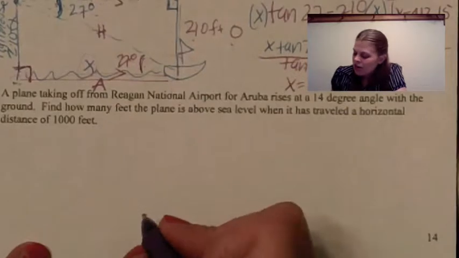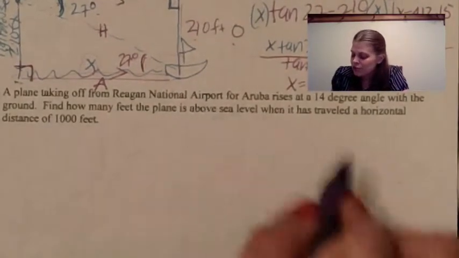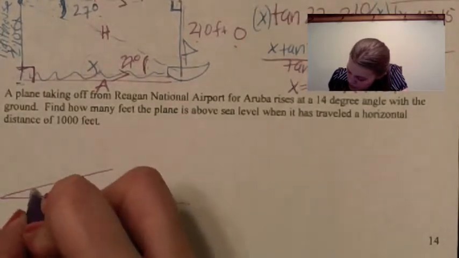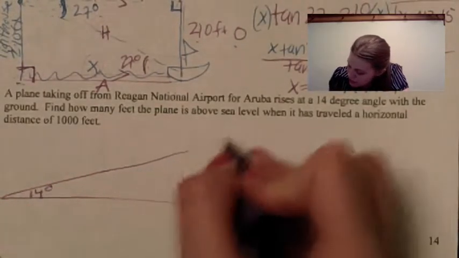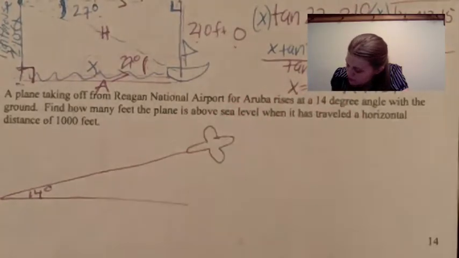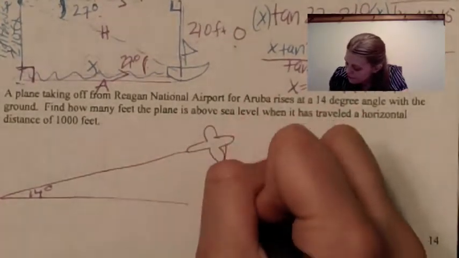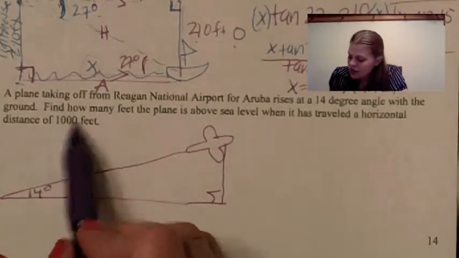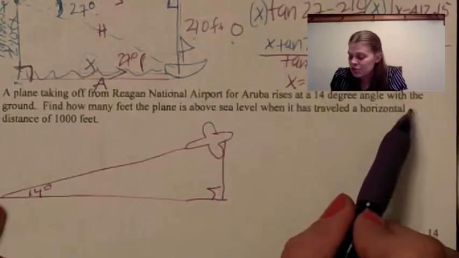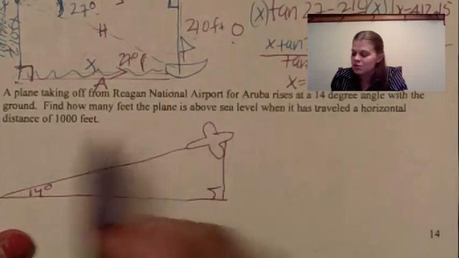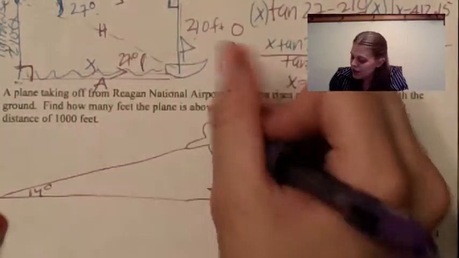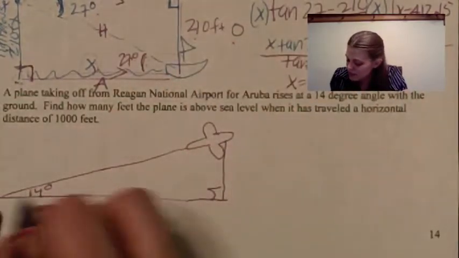A plane is taking off from Reagan National Airport for Aruba, rises at a 14-degree angle, so pretty small. 14 degrees. Okay. So here is our plane. It's about as good as you're going to get. My plane drawings. Okay, at a 14-degree angle with the ground. So rather than saying the angle of elevation, it described it as an angle with the ground, which is also acceptable. Find how many feet the plane is above sea level. So we're assuming that Reagan National Airport is at sea level. So this is at sea level.